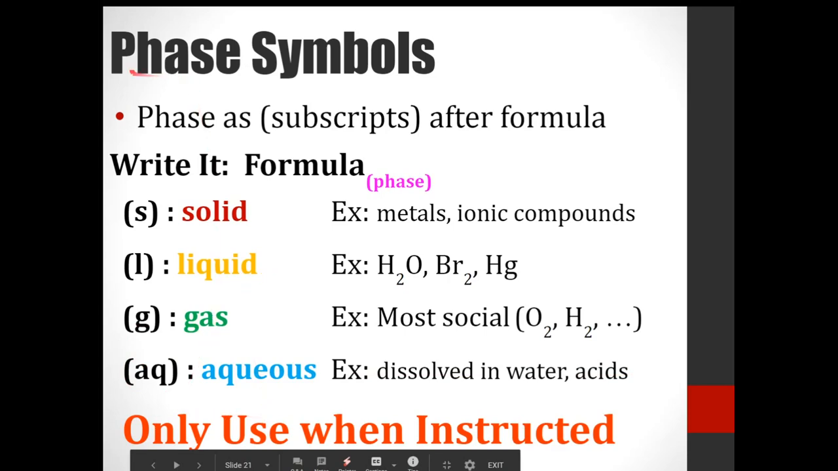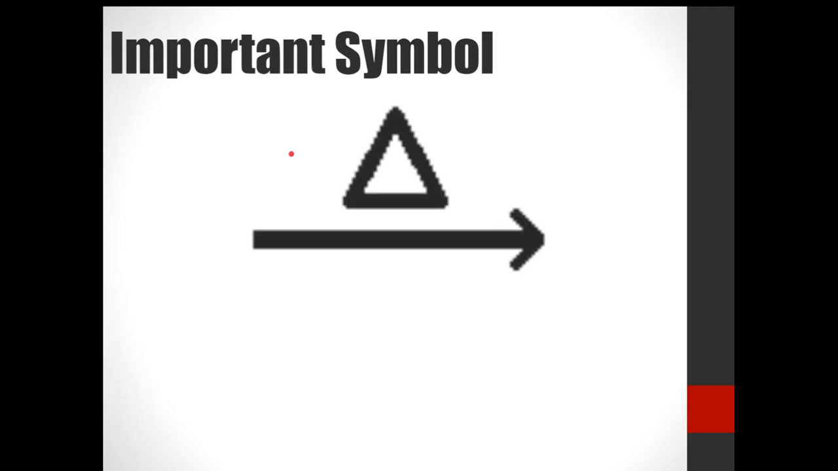You really should only write phase symbols when it tells you to do so. Specifically, that'll be when we translate. When I translate from English into chemistry, I will have you write phase symbols. A lot of times I will not have you write phase symbols. So only use them when you are told to do so, which in translations you will be.